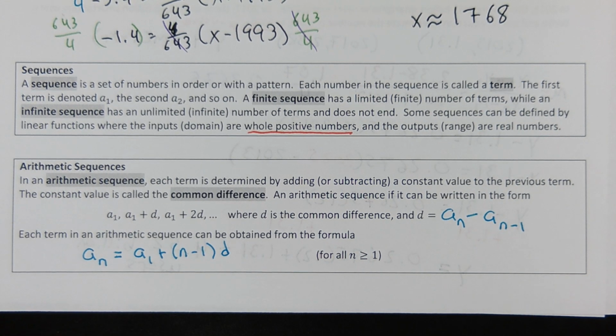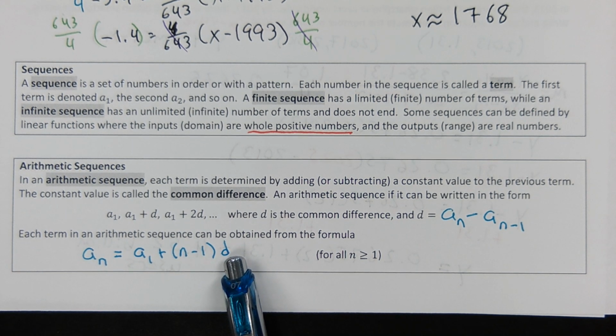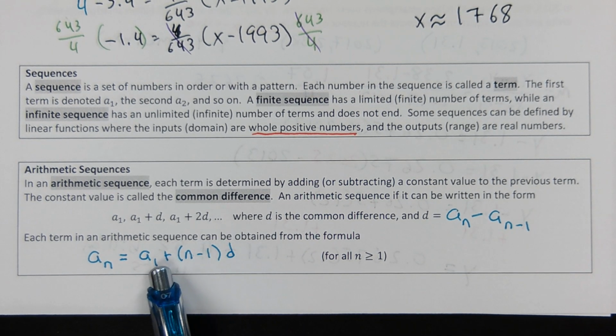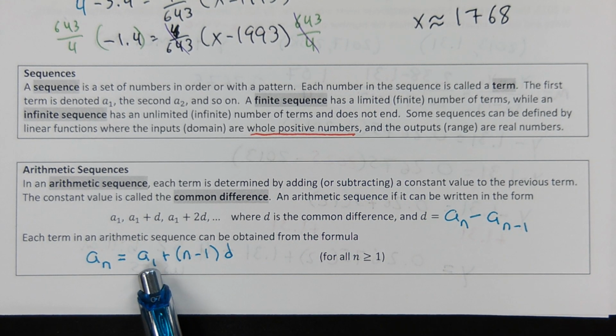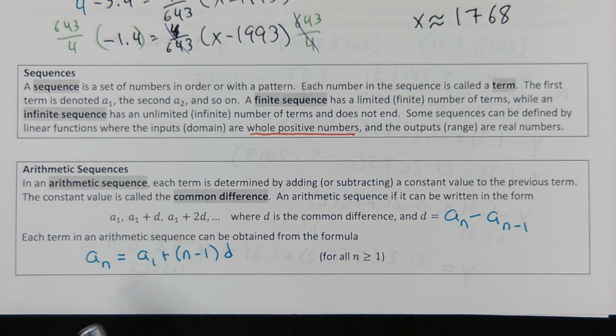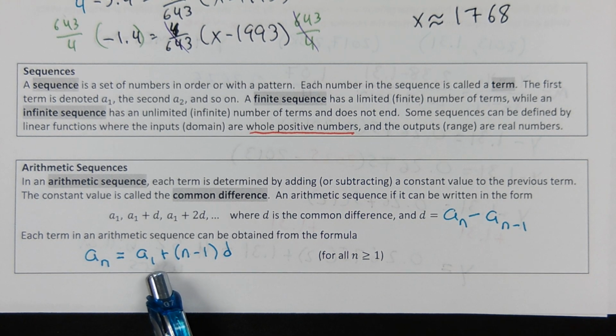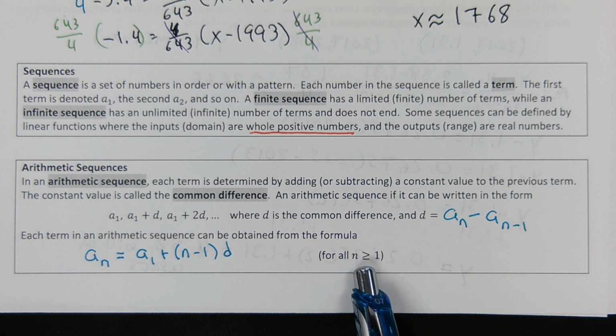And this is included in these notes because you can think of d as being the slope. This is the number of slopes that I'm going to increase or decrease by being added to the first term. The main difference between arithmetic sequences and linear equations is arithmetic sequences can never have a y-intercept because n has to be greater than or equal to 1.